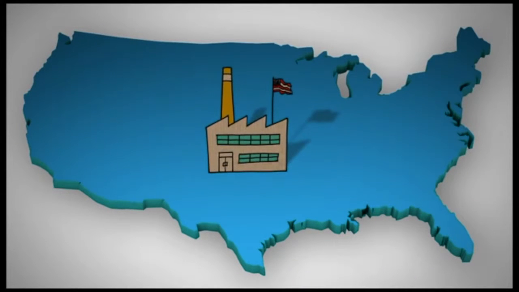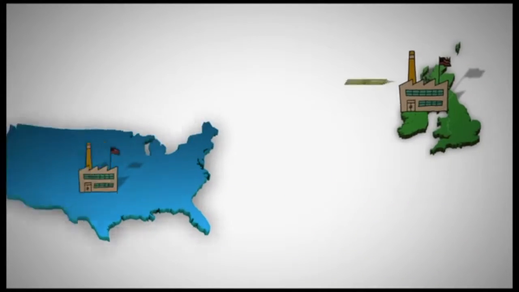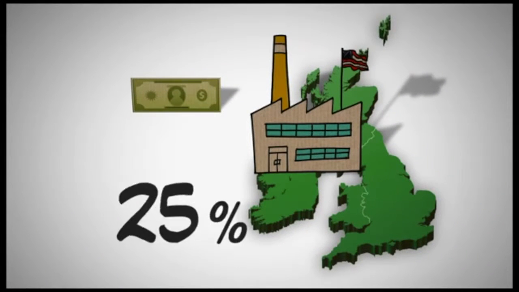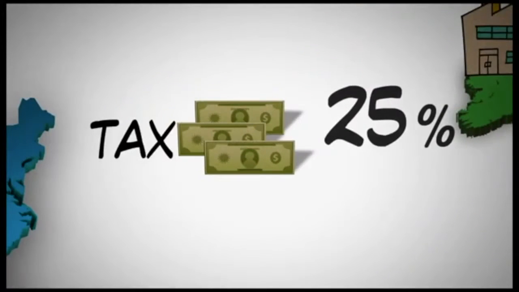Say you're a U.S. company, and you open up an office overseas to serve British customers. Any money you make in Great Britain is taxed at Great Britain's tax rate, in this case, 25%. And as long as you leave that money in Great Britain, you don't have to pay any more taxes on it. But say you want to bring that money back into the United States.